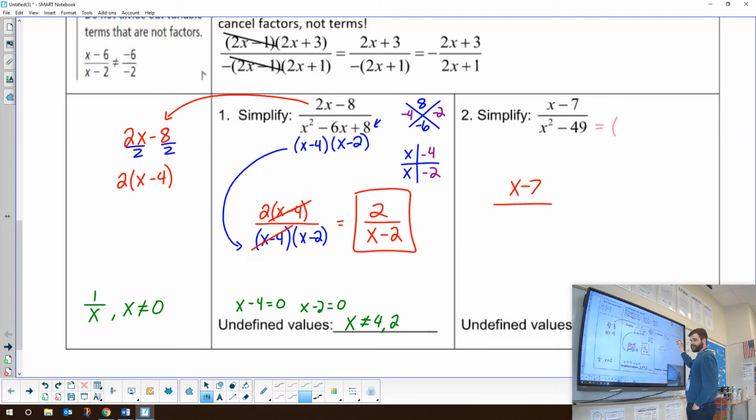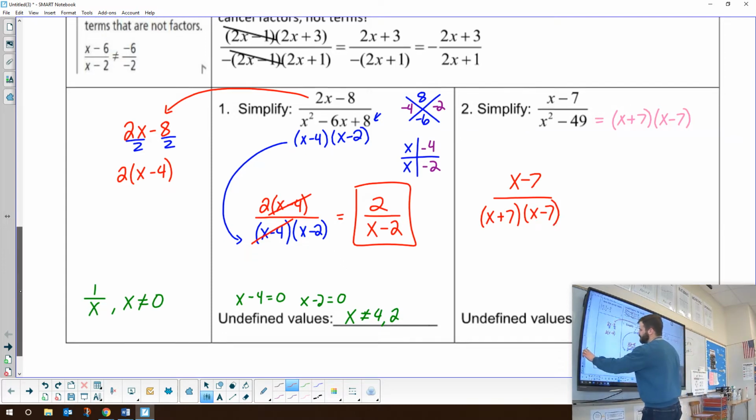A plus b times a minus b. In this case, it's going to be x plus 7. Check this out. X times x is x squared. 7 times 7 is 49. So we're going to go x plus 7 times x minus 7. So that's going to go on the bottom of my fraction. So we're going to have an x plus 7 times x minus 7 on the bottom of my fraction.